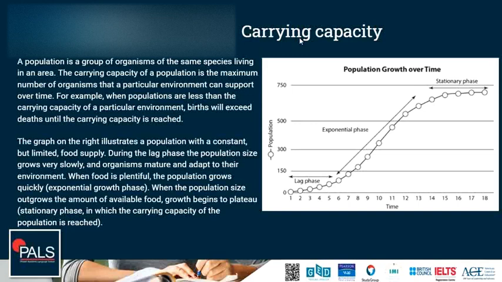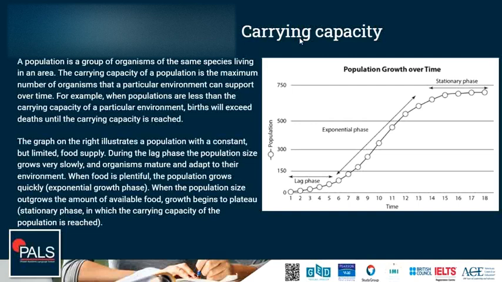when populations are less than the carrying capacity of a particular environment, births will exceed deaths until the carrying capacity is reached. The graph on the right illustrates a population with a constant but limited food supply. During the lag phase, the population size grows very slowly and organisms mature and adapt to the environment. Additionally, there are very few organisms, so it takes time to pick up the rate of reproduction.